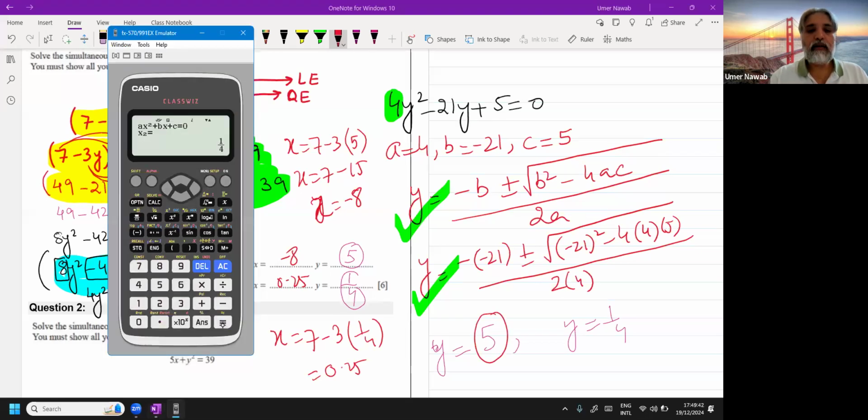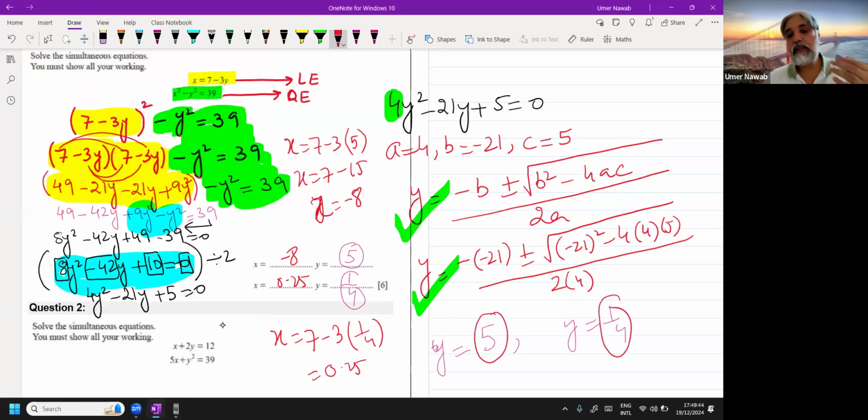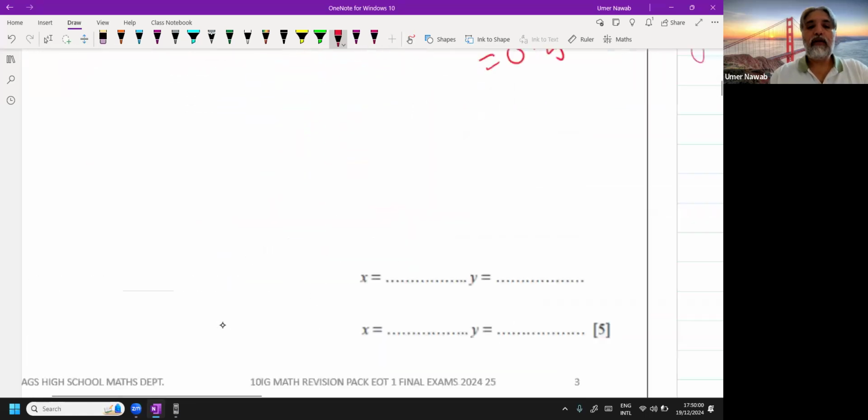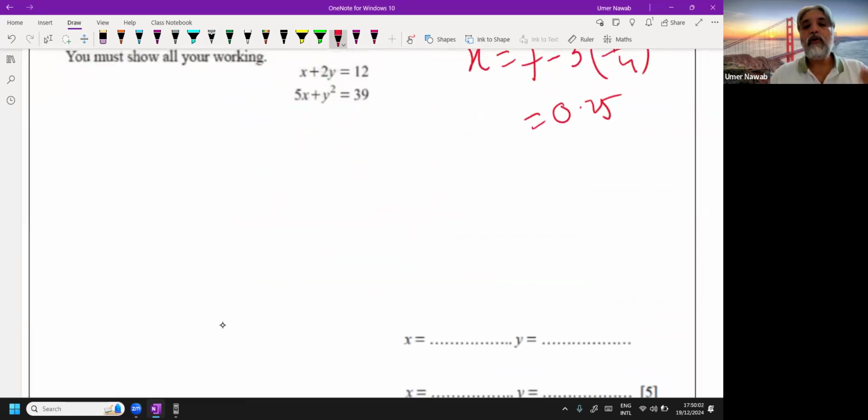And again enter, it gives you 1/4. So these are the two values of y, and corresponding to these two values, you can plug it into the first equation to get the corresponding x values. So Alhamdulillah, this question is done. Now in the same way, guys, I will not go into details of every question since the model solution will be provided to you. I will just highlight the important aspects.